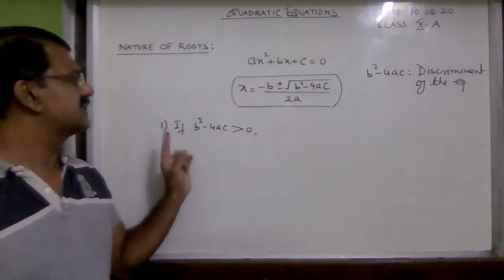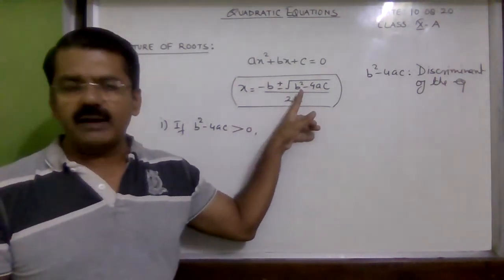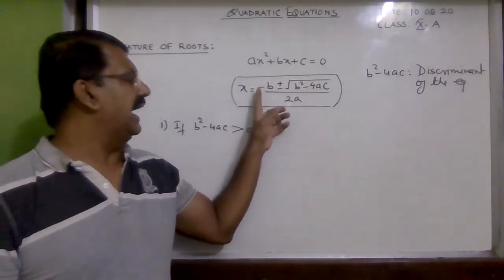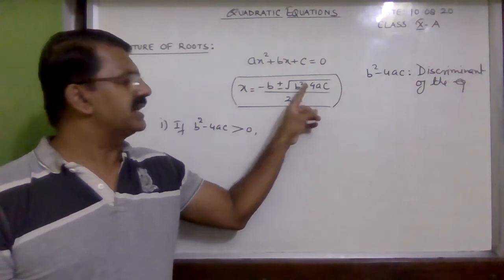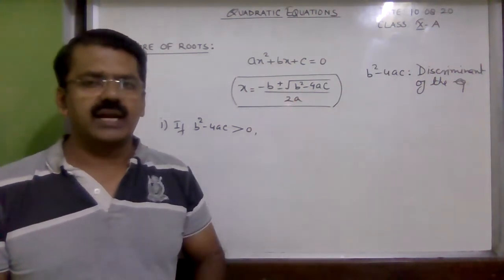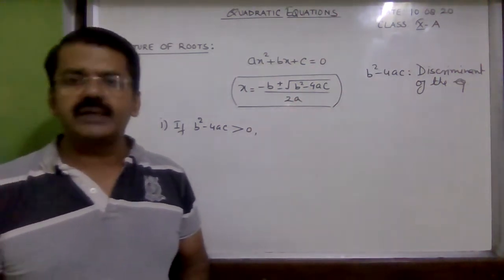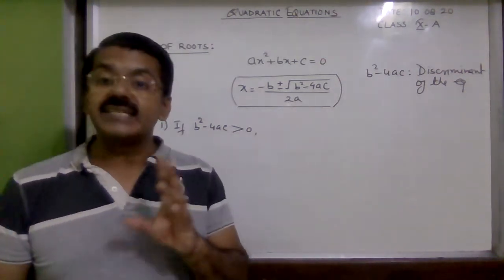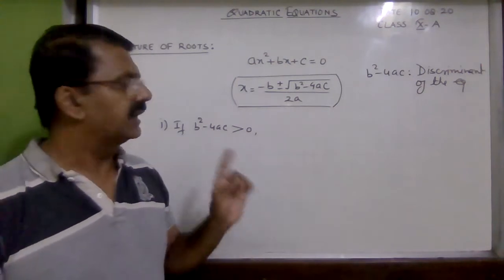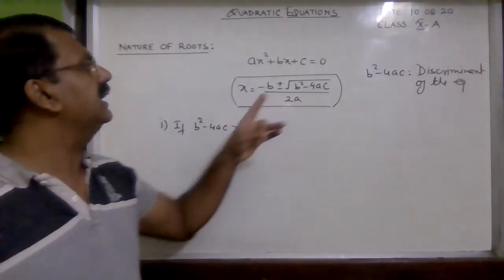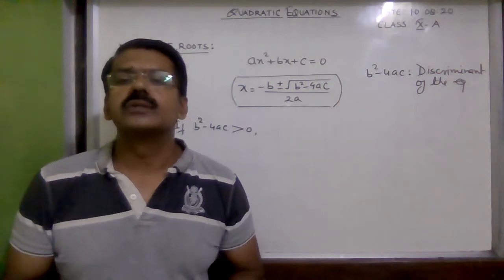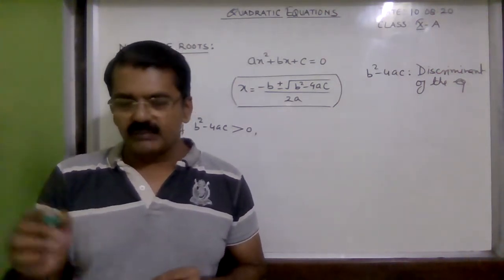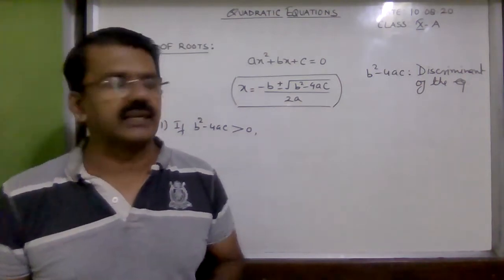In that case, whenever we have a positive number inside a square root, we get a real number, and minus b plus something and minus b minus something are two different values. That means the two values of x will be real and they will be distinct, means different. Clear? And definitely as the square root is there, so the numbers are irrational. You know, the numbers with square root are called irrational numbers.